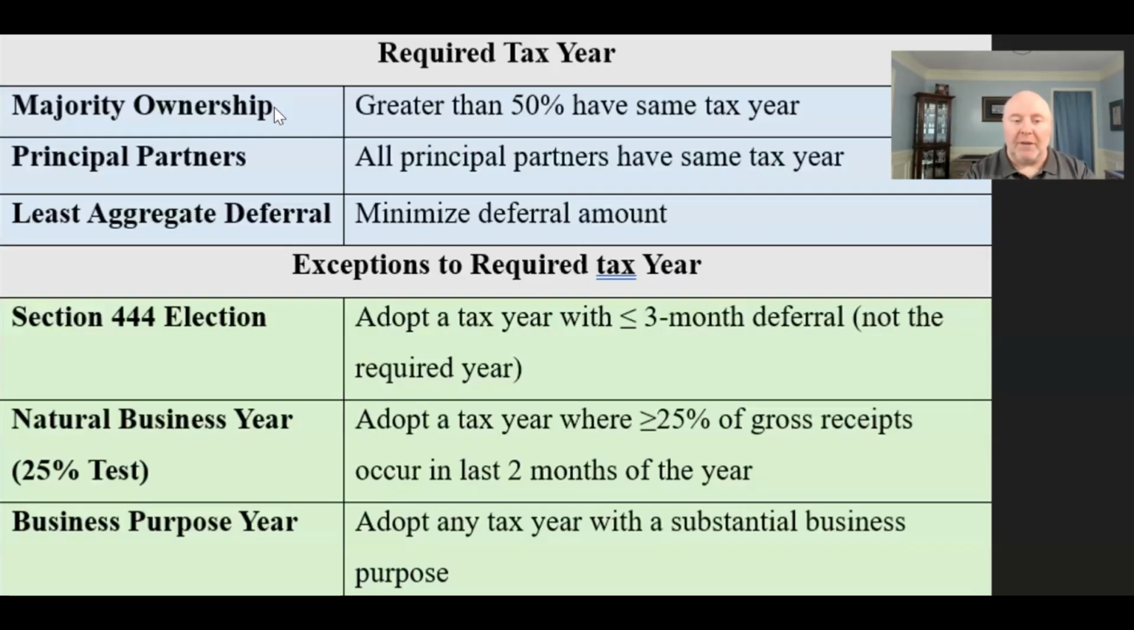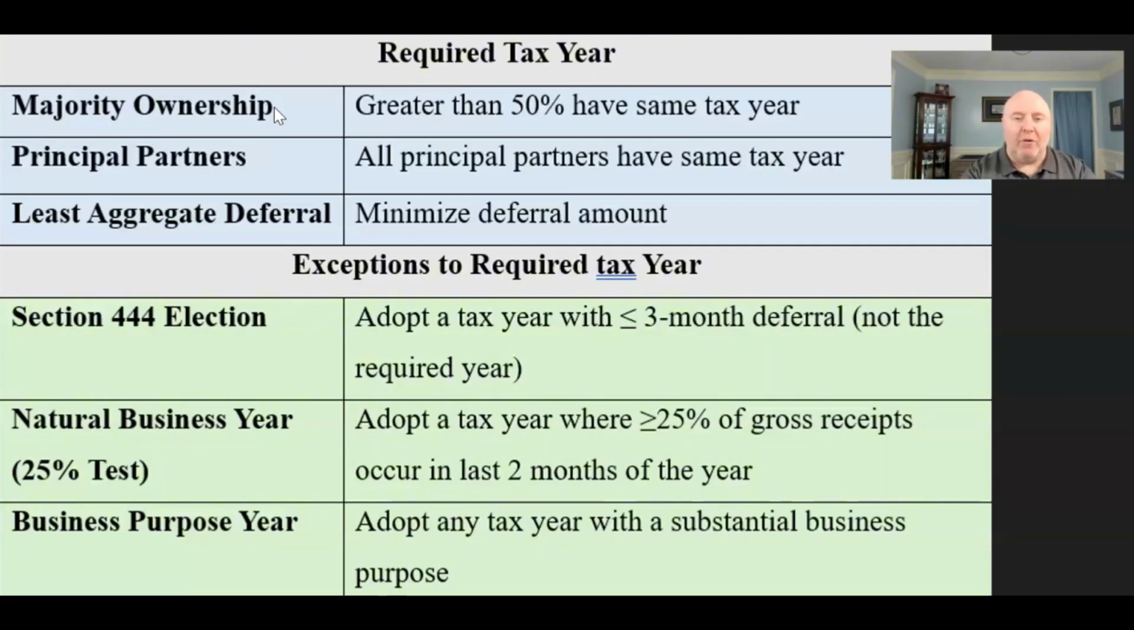The second one is going to be the principal partners, and a principal partner is defined as any partner that owns at least 5% of the partnership. Okay, so if you own 1%, 3%, 4%, hey, you're not going to be a principal partner. If you own 5%, 7%, 19%, 28%, whatever it is, now you're a principal partner. And what we're dealing with on the principal partner test is do all of our principal partners, those that own at least 5%, have the same tax year? Every single one of them has to have the same tax year.